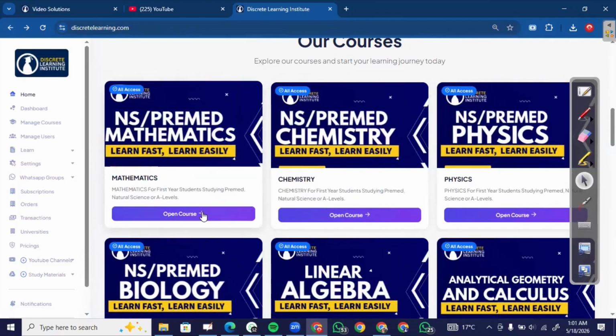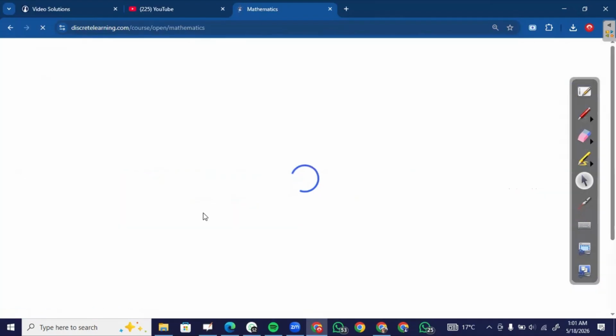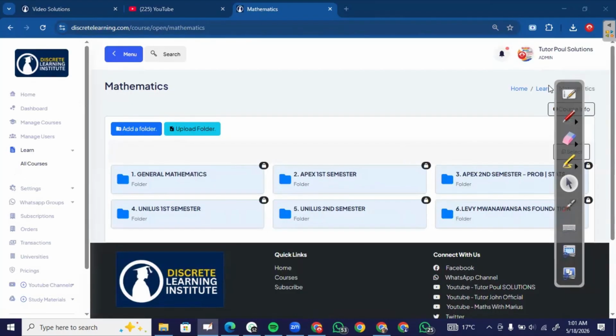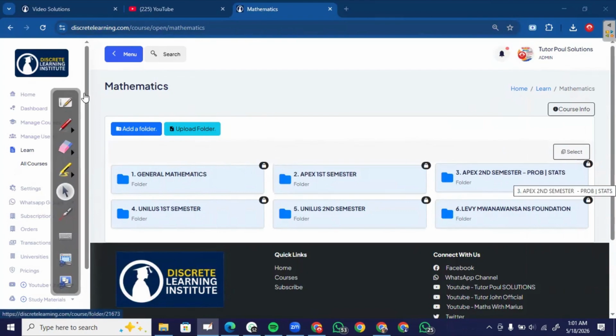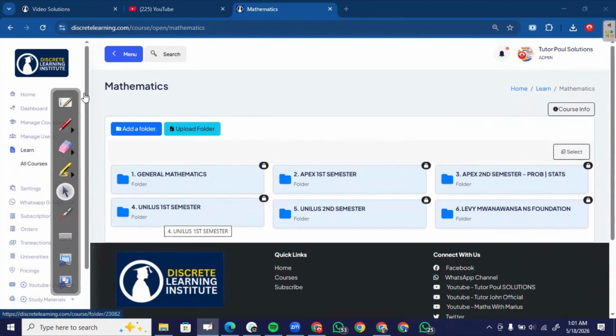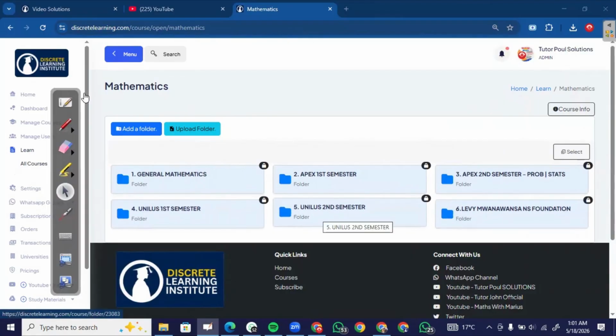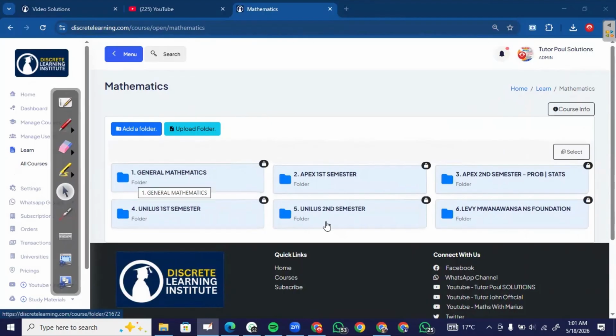So for example, let me say you are a student from Apex. You pick maths. You can just open it. And then inside there are folders depending on the semester where you are. If you're at Apex first semester, use this folder. Apex second semester, this folder. If you are from Unilus, the Unilus first semester, Unilus second semester. If you're from Levy, go there. And then if you're from any other university, you go in this folder here, general mathematics. That's where you're going to find the things.